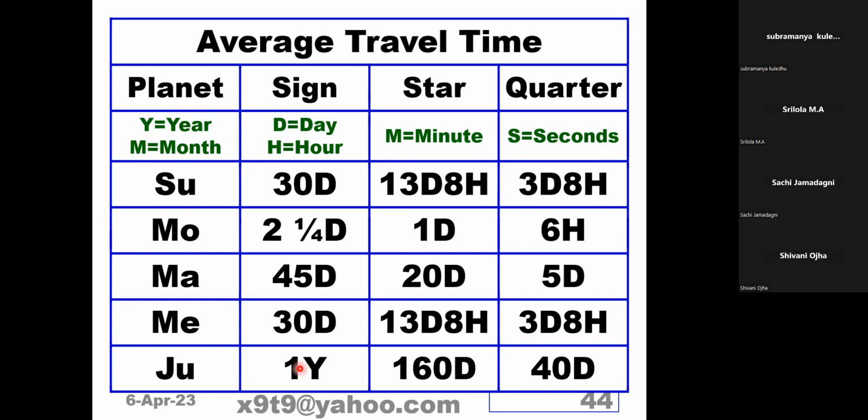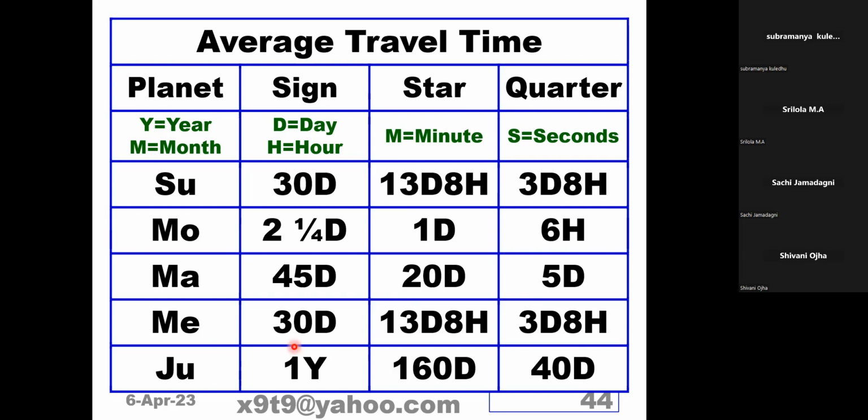Jupiter takes 1 year in each sign. See, in Mesha, if he enters here, to go to Vrishabha, he will spend 1 year. 1 year. Like in any marriage procession, when the chariot moves slowly, it is that kind of slow motion.